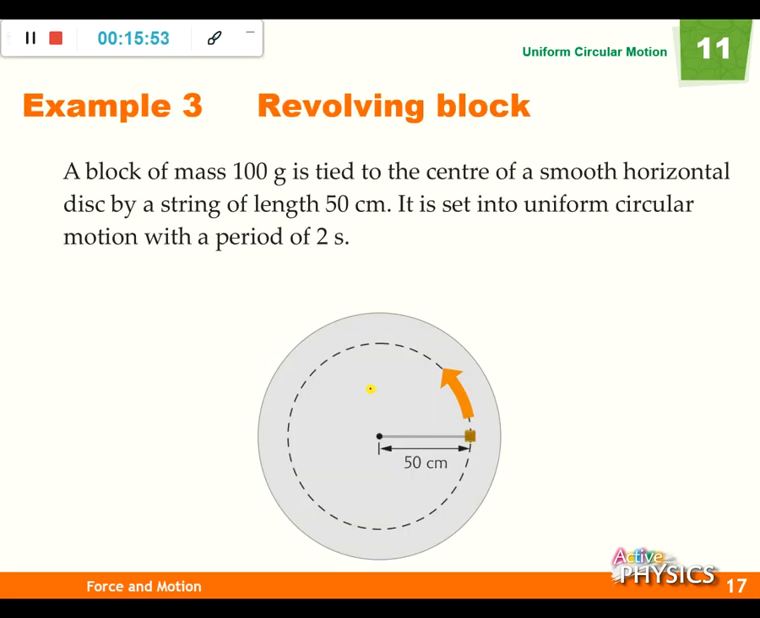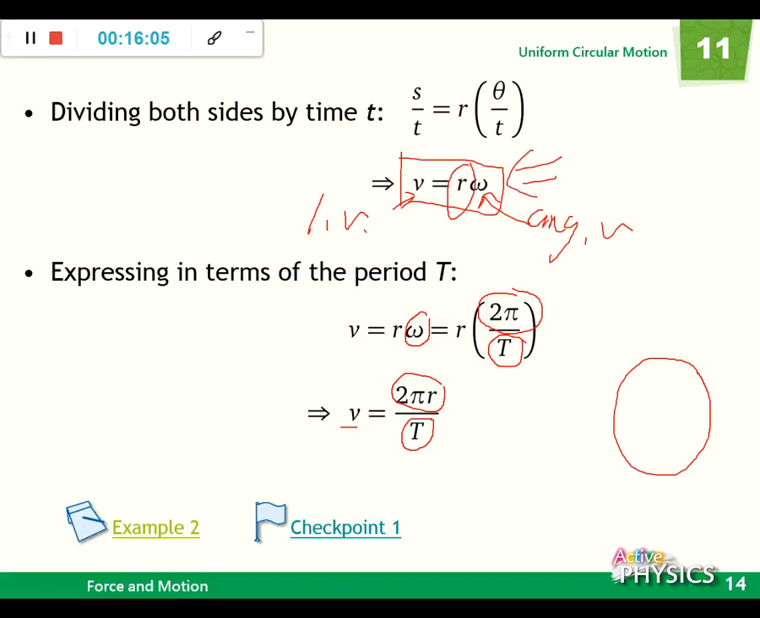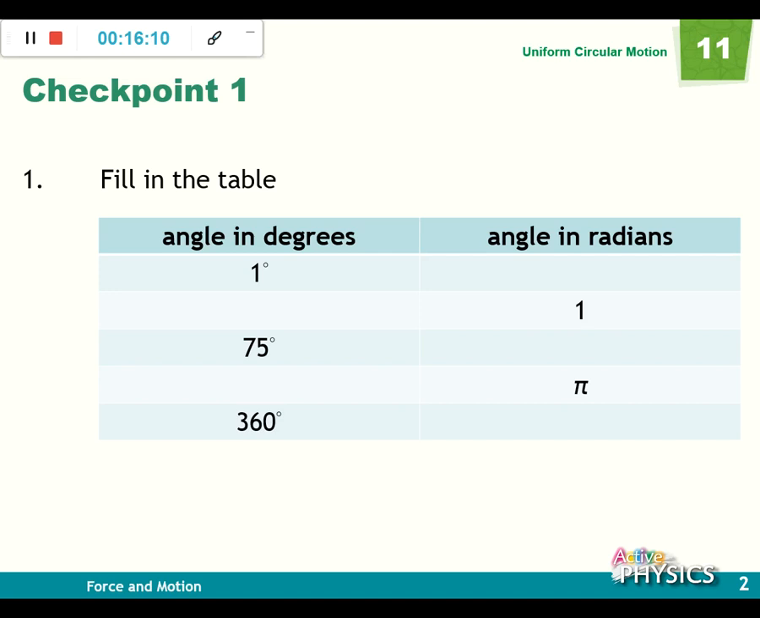Example 3. Okay, go back. Should be Ch11.1. In this example, try to test the conversion between degree and radian. Here, 360 degree should be 2 pi. How about pi? It should be 180 degree. For the other things, just do the calculation.